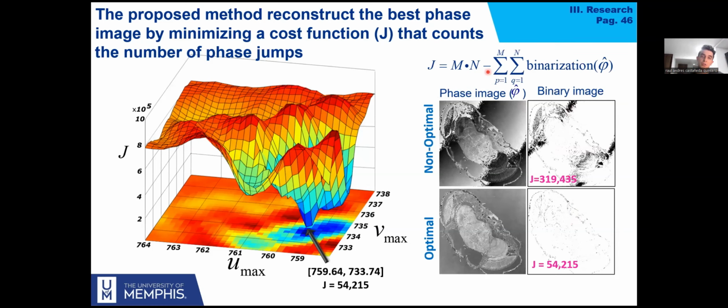So this subtraction must be 0 or close to 0 for the case in which we are working with the optimal reconstruction, which entails, of course, the correct values of Umax and Vmax, right?